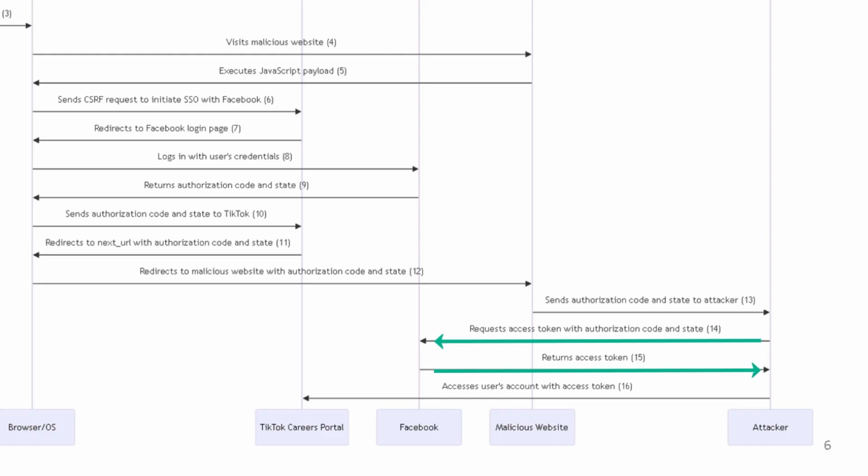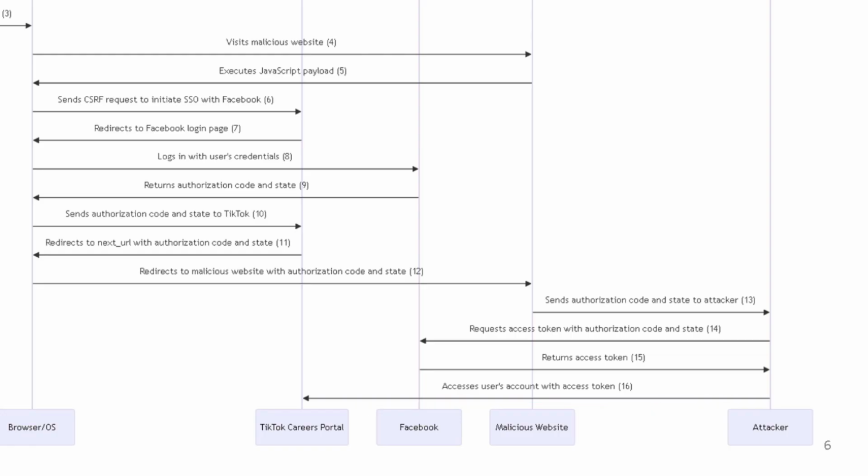The user's browser or operating system logs in with the user's credentials, either automatically or manually, and grants permission to TikTok. Facebook returns an authorization code and a state value to the user's browser or operating system, which can be used to obtain an access token from Facebook. The authorization code and the state value are appended to the redirection endpoint URI that was specified by TikTok in the initial request. Now, the user's browser or operating system sends that authorization code and state value to the TikTok careers portal, which validates them and issues an access token for the user's account.